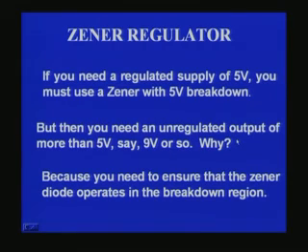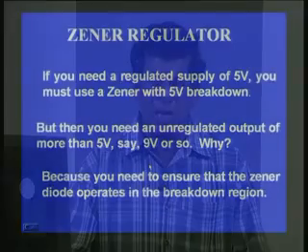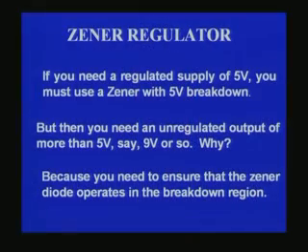Why is it so? It is because you should ensure that the Zener diode is operating in the breakdown region. Only in the breakdown region does the voltage remain constant irrespective of the current flowing through the load, and therefore you must make sure that the Zener is operated in the breakdown region. So that is why you require a much larger unregulated voltage source if I want to regulate it to 5 volts or 9 volts as the case may be.